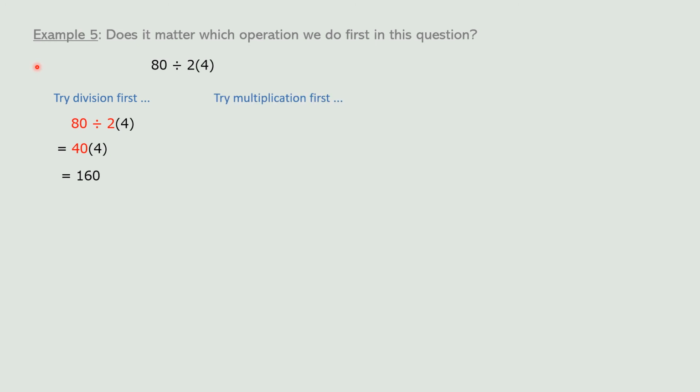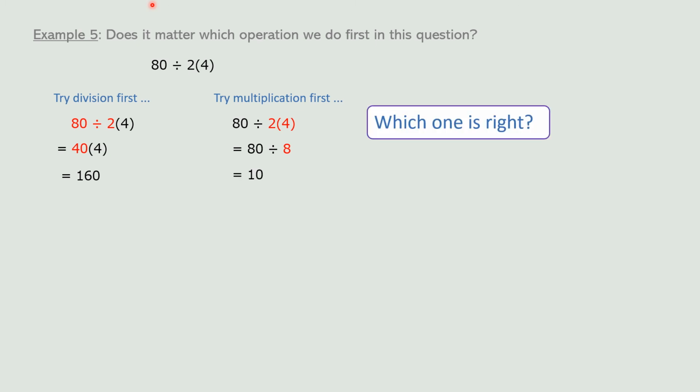Okay, what if I tried multiplication first? Because the question is saying, does it matter which one we do first? Well, let's see if it matters. I'm going to try 2 times 4 first. So what I put in red, that's what I'm going to do first. 2 times 4 is 8. So I have 80 divided by 8, and that's 10. Which one is right? Which one do you think is right?